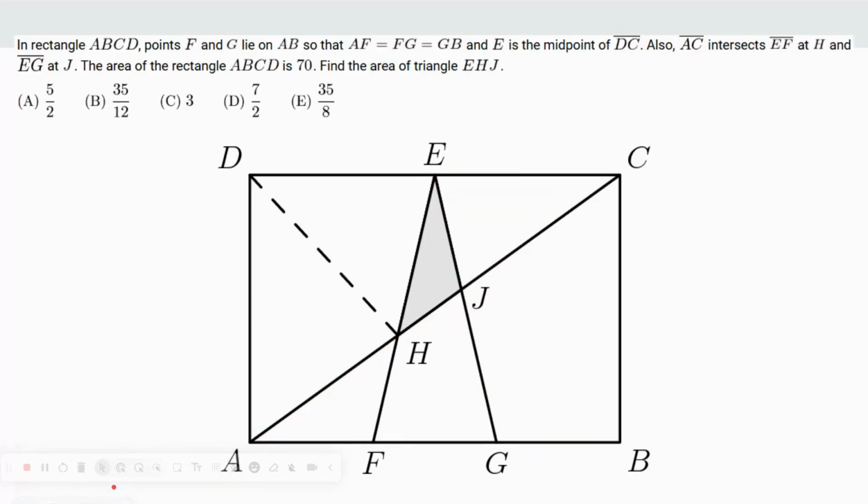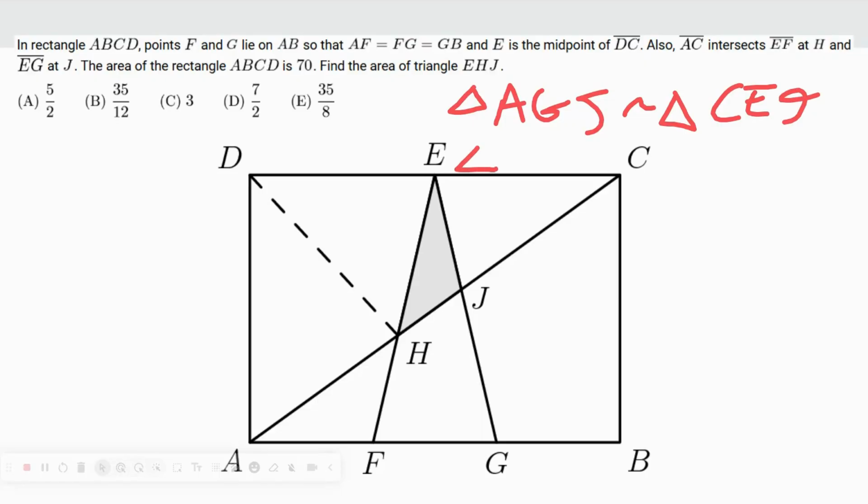Okay. So now we conclude that triangle AGJ is similar to triangle CEJ, and also we can say that triangle AFH is similar to triangle CEH.